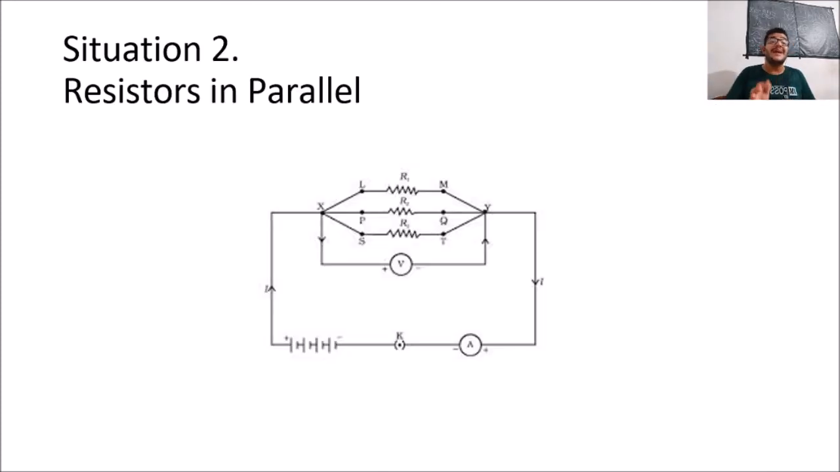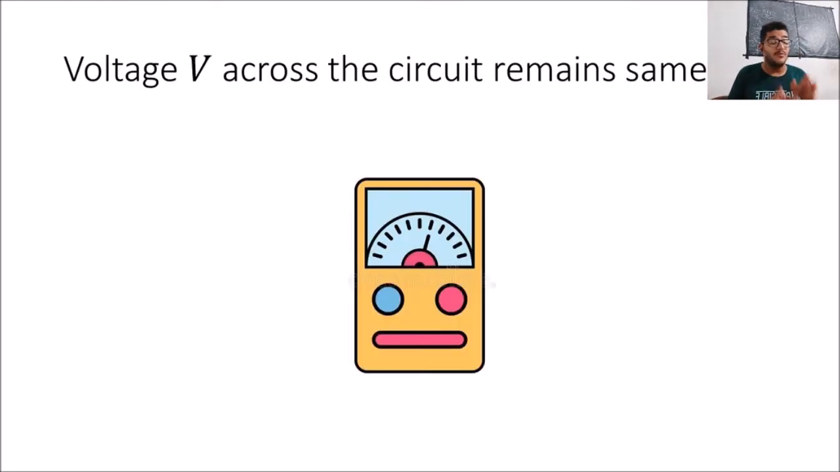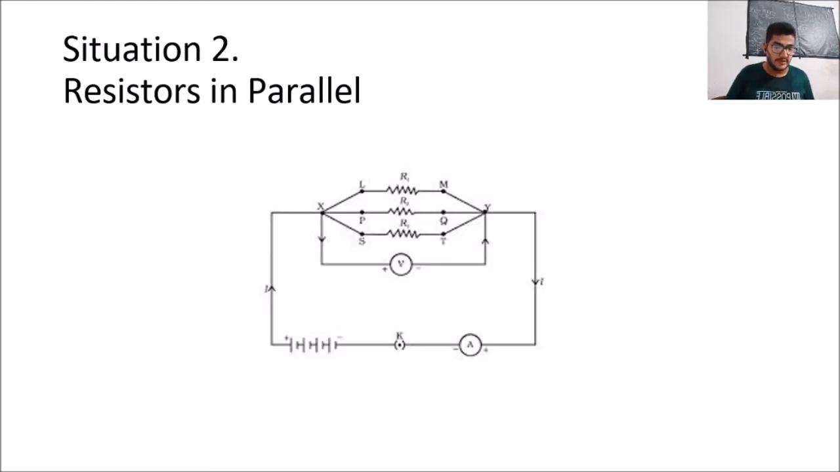Situation 2. Now if we consider the parallel arrangement, like if I am placing the resistors adjacent to one another, parallel, not crossing each other. Sorry, this type of arrangement is known as parallel resistors. Here, what will you observe? That the voltage remains the same across the whole circuit, from one endpoint to the other endpoint.